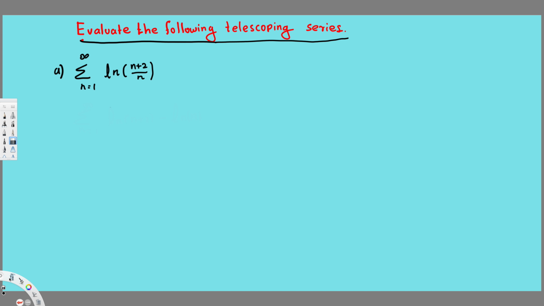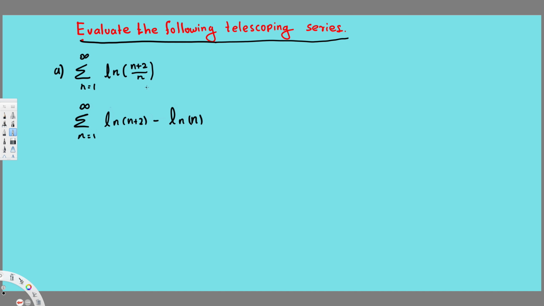What's going on, guys? Let's do this problem right here. The question is asking to evaluate the following telescoping series. We have this telescoping series right here, but we can write it in a different way too, like sigma n equals 1 to infinity of ln(n+2) minus ln(n).